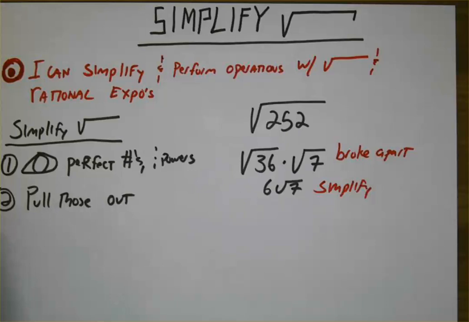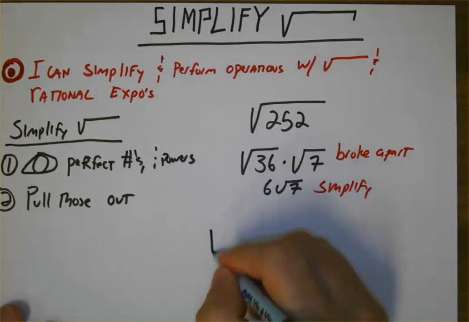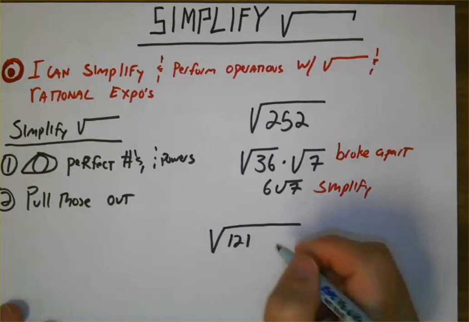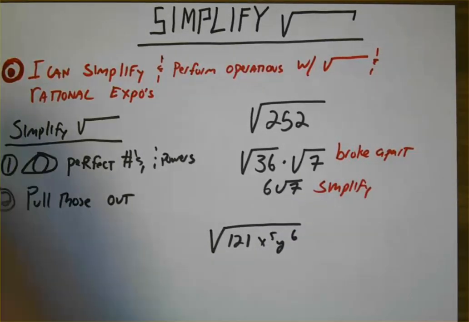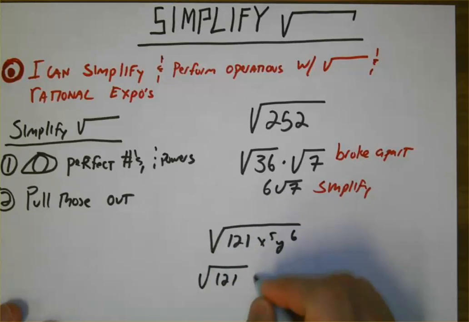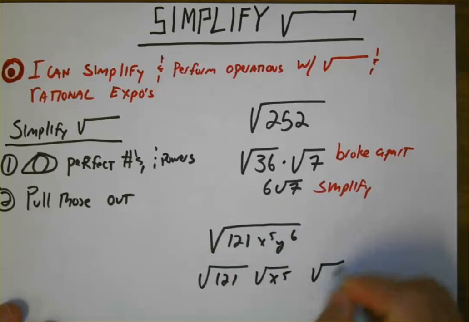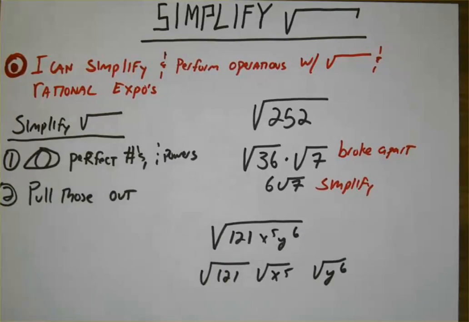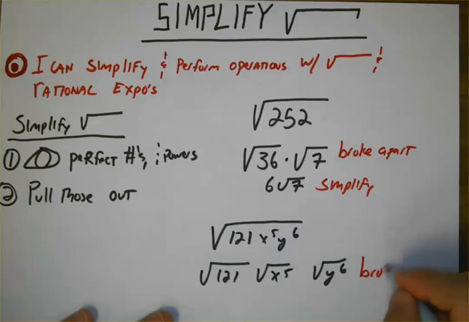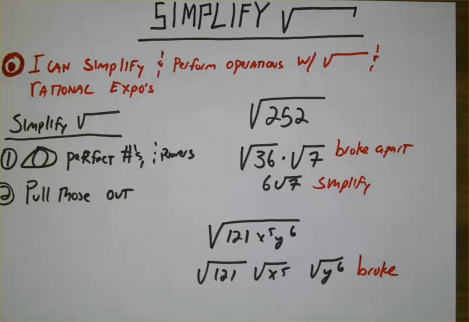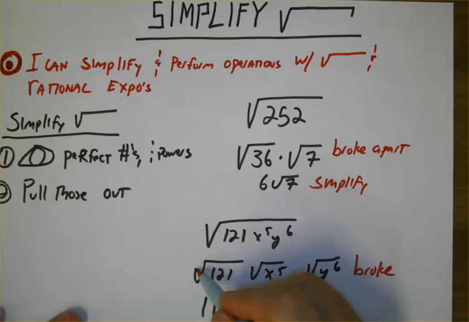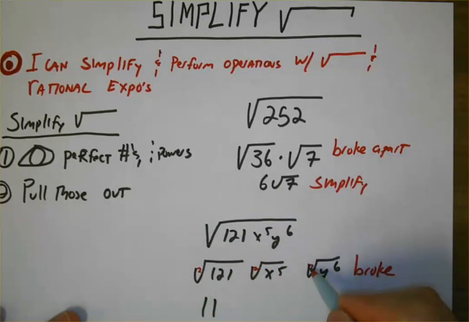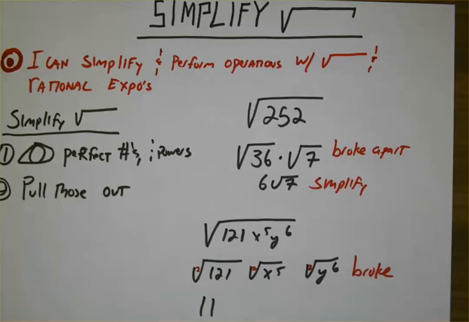It gets a little crazier when you're dealing with things that have letters. So if I take an example like the square root of 121 x to the fifth y to the sixth, I'm going to break it up into 121, x to the fifth, and y to the sixth. Now the next thing is to ask yourself, is the square root of 121 a perfect square root? That is actually 11. What's the little number in the radical called? The index. You've seen that with a cube or to the fourth or to the n. That little number in there is a 2.